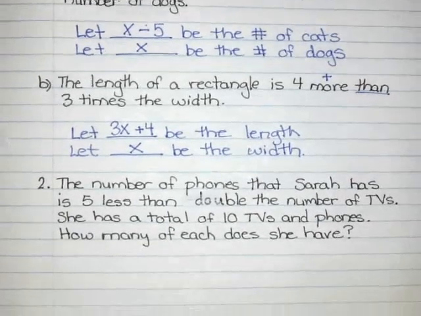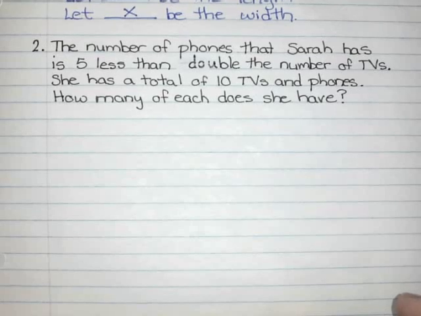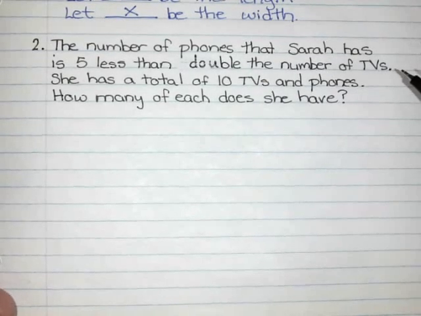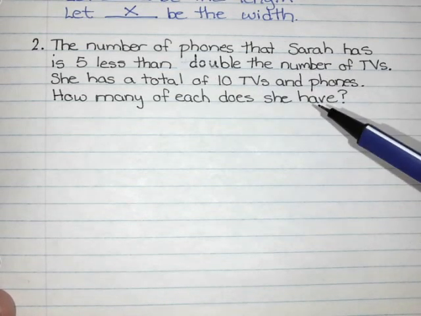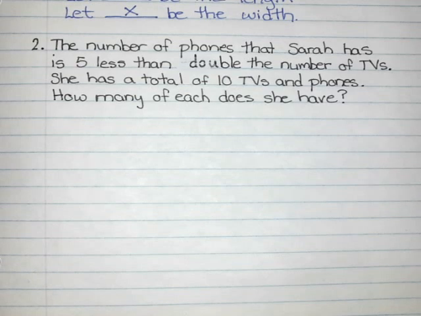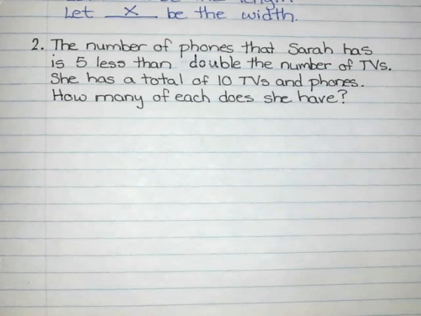So we're going to try out a full problem. It says the number of phones that Sarah has is 5 less than double the number of TVs. She has a total of 10 TVs and phones. How many of each does she have? So this is a full word problem. It has more than just the one comparison sentence. So when I read through my problem, I do try to find that comparison sentence.